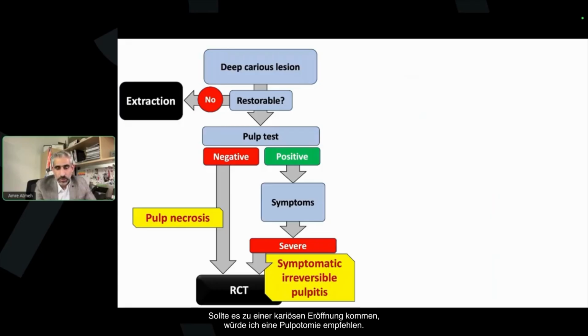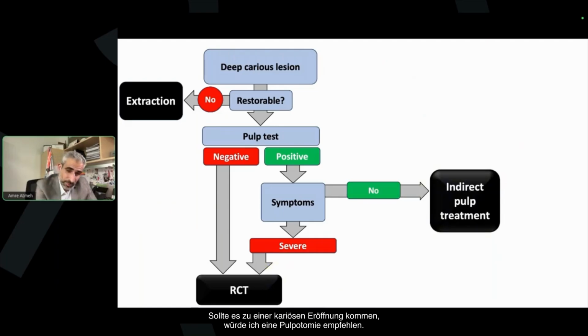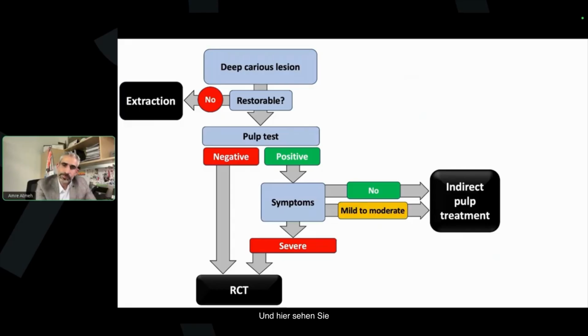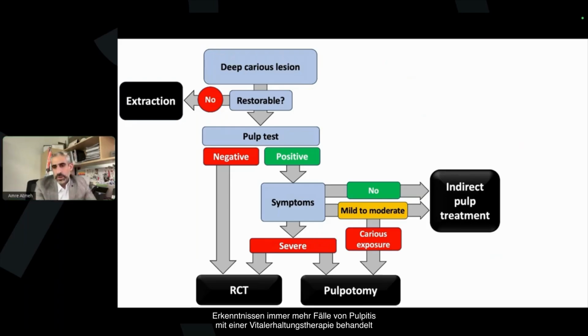Now, if there's a positive response but there are no symptoms, then that means that the pulp is in reversible pulpitis, and that's a very suitable case for indirect pulp treatment. So aim to preserve the tooth structure, minimize the excavation, and provide a protective material on top to provide the proper seal and other properties that we discussed. If the symptoms are mild or moderate, then indirect pulp treatment could be suitable as long as there's no pulp exposure. Sometimes you might start your excavation and then you will end up with caries exposure.